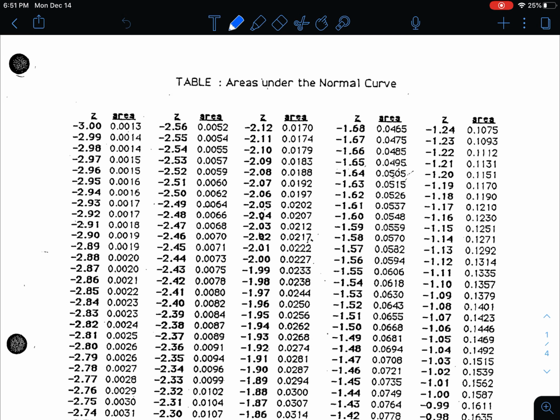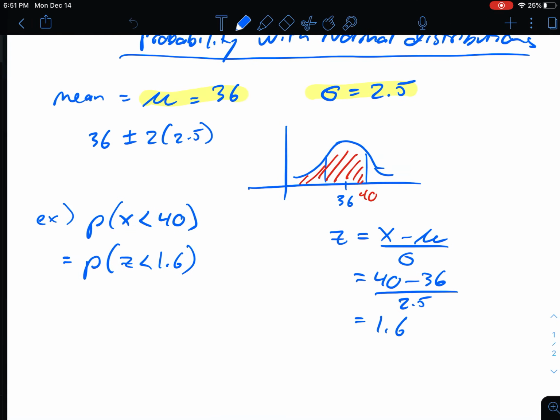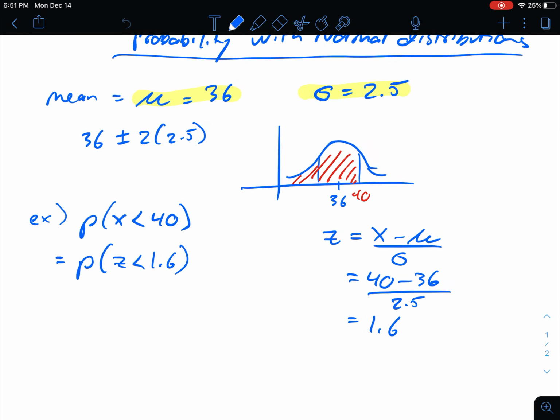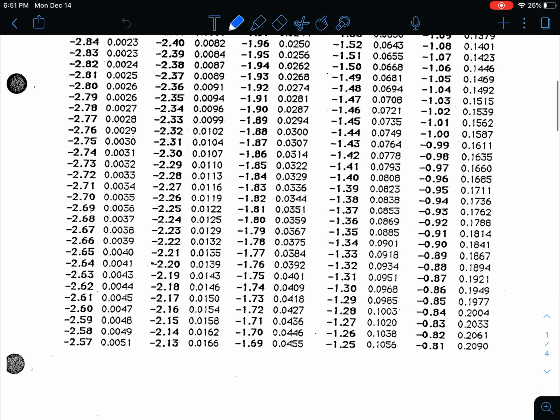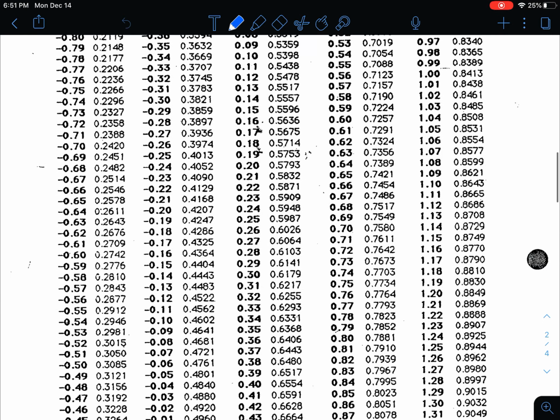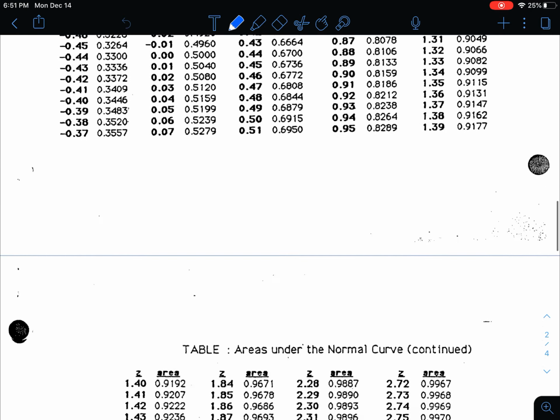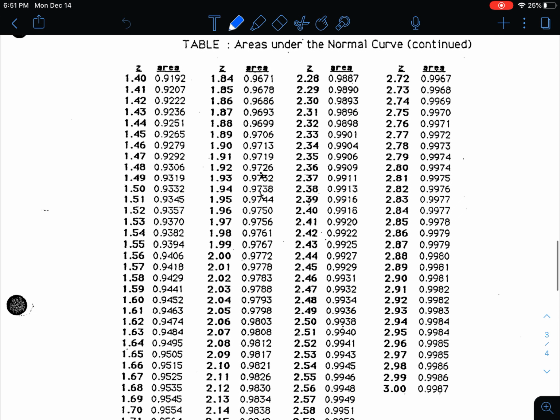So when I go back, what was my number again? The area I'm looking for is z less than 1.6, so I have to find that in my table. Let's find 1.6. These are the negatives, so it's not over there. 1.6 for me is right here.